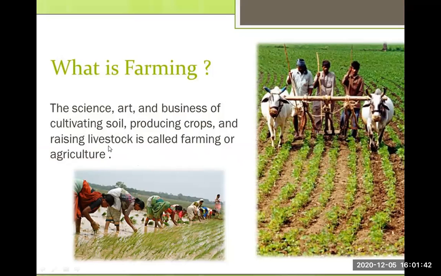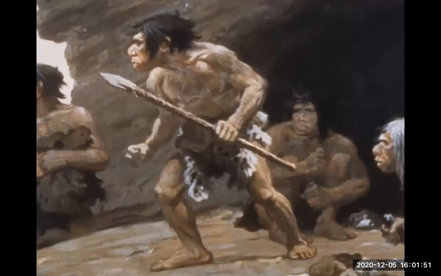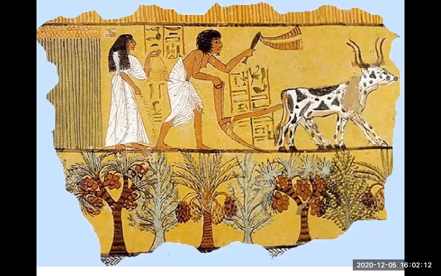Livestock means keeping domestic animals on farms from which we get meat and milk. This picture is showing you early hunters. They were Stone Age men who used to live in the caves, and mostly they were hunters. But gradually they learned how to do farming. Gradually they started growing crops, fruit trees, and plowing land, and in this way they learned how to do farming.